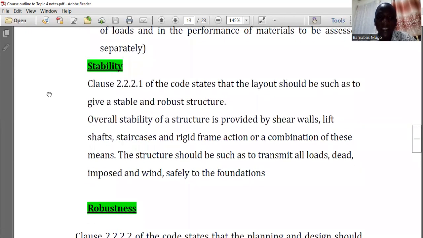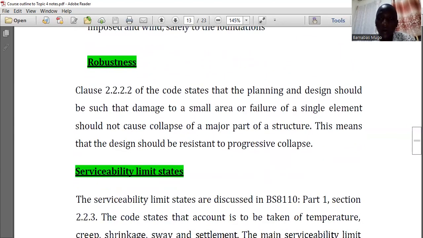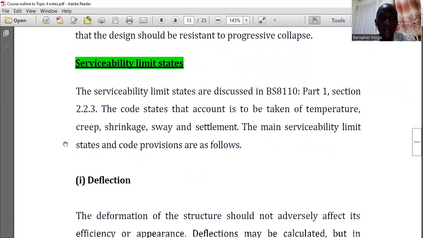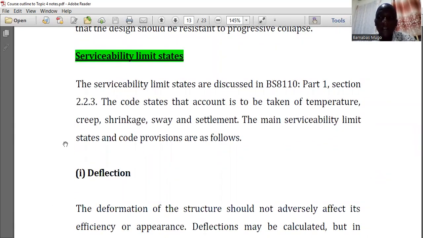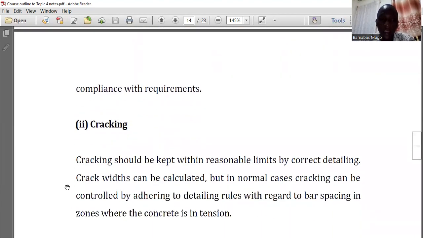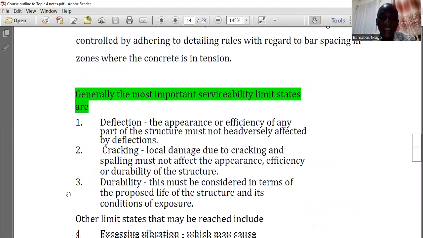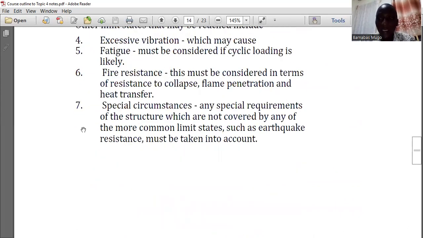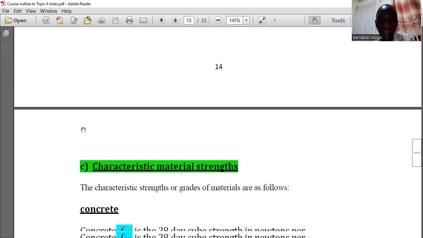Then we are going to look at the stability. How stable is that structure? Is it in terms of the layout? The layout should be such that it gives a stable and robust structure. Then we are going to look at the robustness and also the serviceability limit states. When we say that we have the ultimate limit states, we have the serviceability limit states. And when we are looking at the serviceability limit states, we are going to be looking at deflection aspects, as we are going to see during our actual design. We are going to look at the cracking, and also other aspects pertaining to fire and the like.